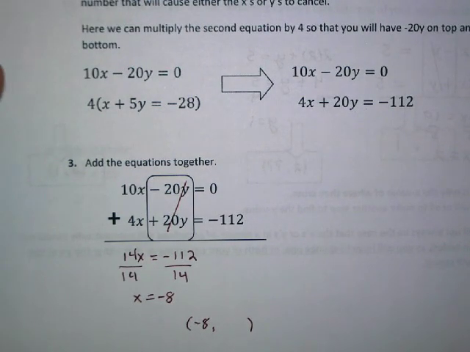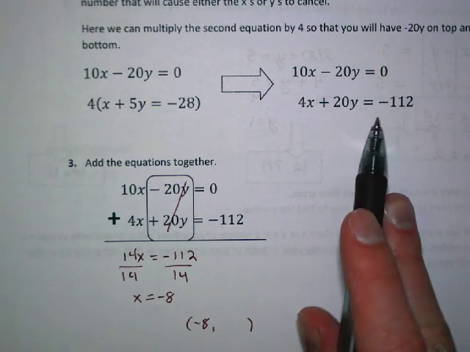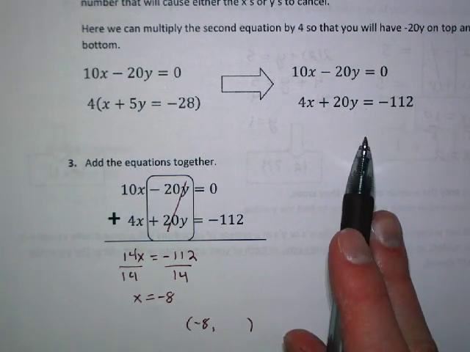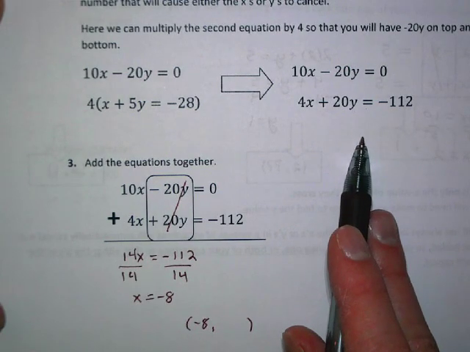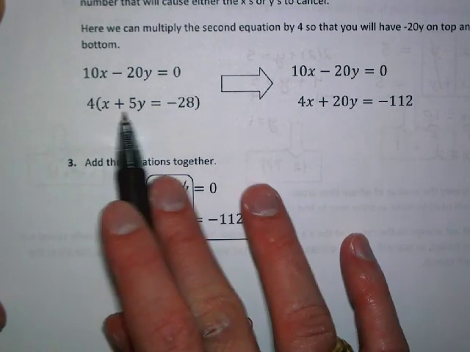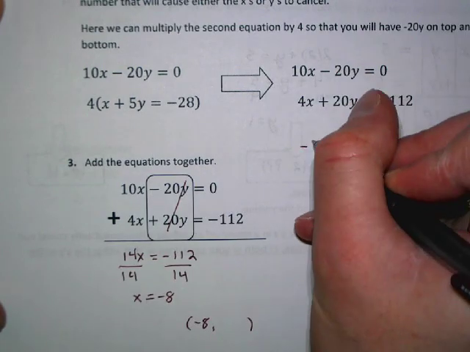Now when you plug it back in, you can still plug it into any equation. I would stay away from plugging it into the one you multiplied by just because that usually gives you a lot bigger numbers you have to work with. But if you want to, nothing wrong there. So I'll use this first one, the x plus 5y equals negative 28.